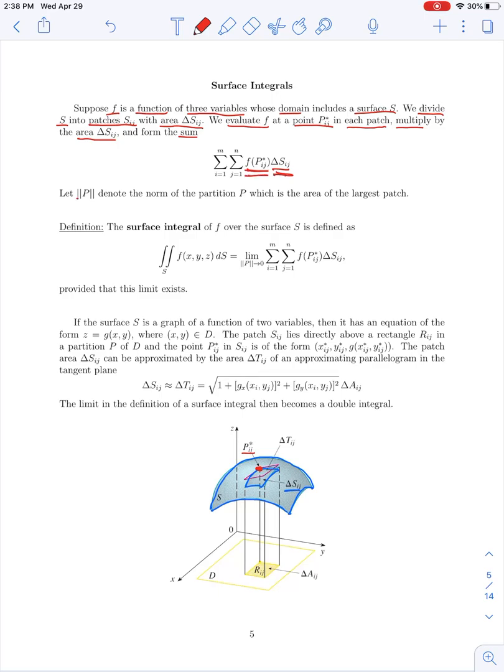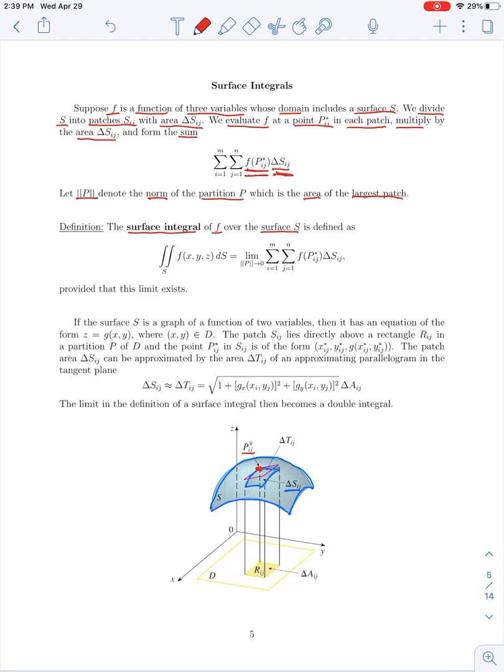Now, if we let the norm of P denote the norm of the partition P of our surface into these little subsurfaces or subpatches, then we would define that norm to be the area of the largest patch. That is the largest surface area of any of my subpatches. We would then define the surface integral of our function f over the surface S in the following way.